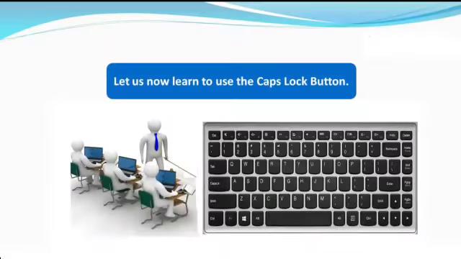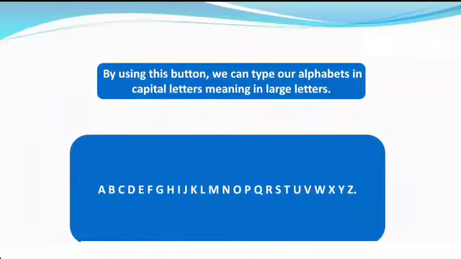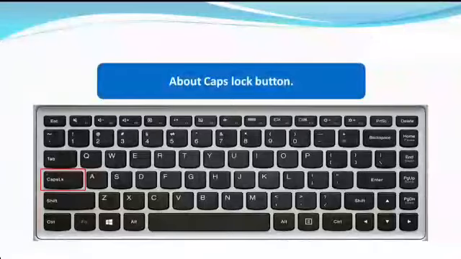Let us now learn to use the caps lock button. Look at the caps lock button in the picture being shown and locate it in your keyboard. By using this button, we can type our alphabets in capital letters, meaning in large letters. If you want to type all your words or text in capital letters, which are large letters, then you just need to press this button once. Now, whatever alphabets you type will appear in capital letters in your writer file.